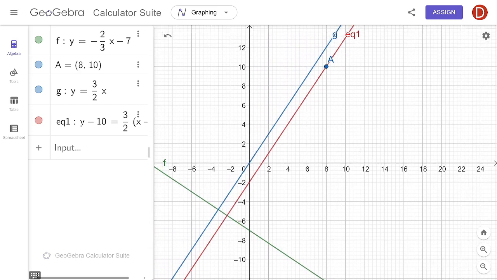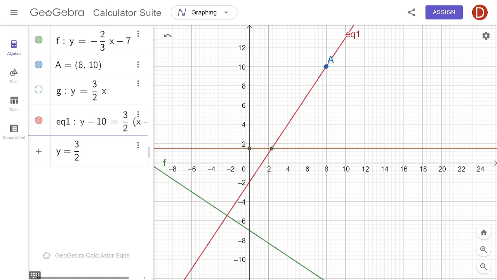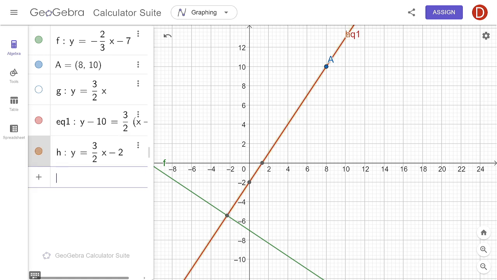So this red line is exactly what we're looking for, right? It is the line that's perpendicular to our original one, and it's exactly hitting at the point 8, 10. So such a nice tool set. So cool to be able to do that. Of course, I can take that equation and rewrite it in slope-intercept form by just distributing the 3/2 and adding 10 to both sides. And that would be y is equal to 3/2 times x and then minus 2. So you see, I'm getting the exact same result there. But now there's an orange line showing that.